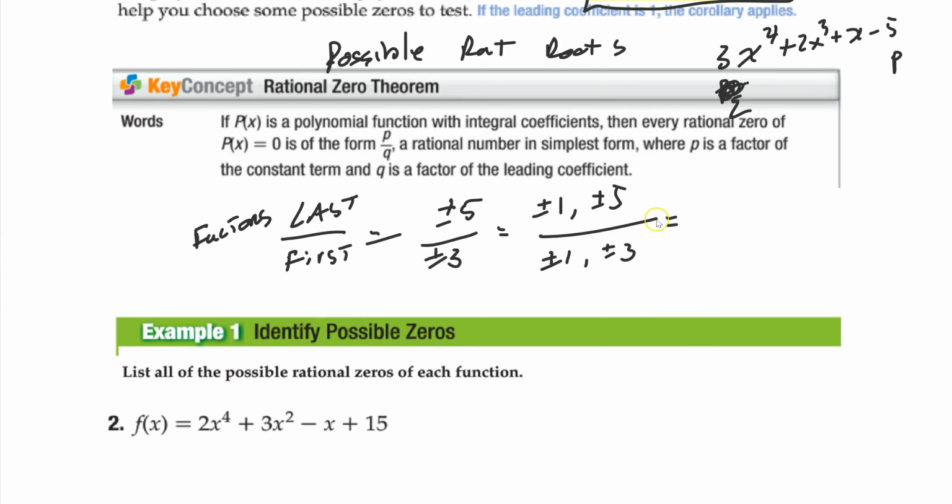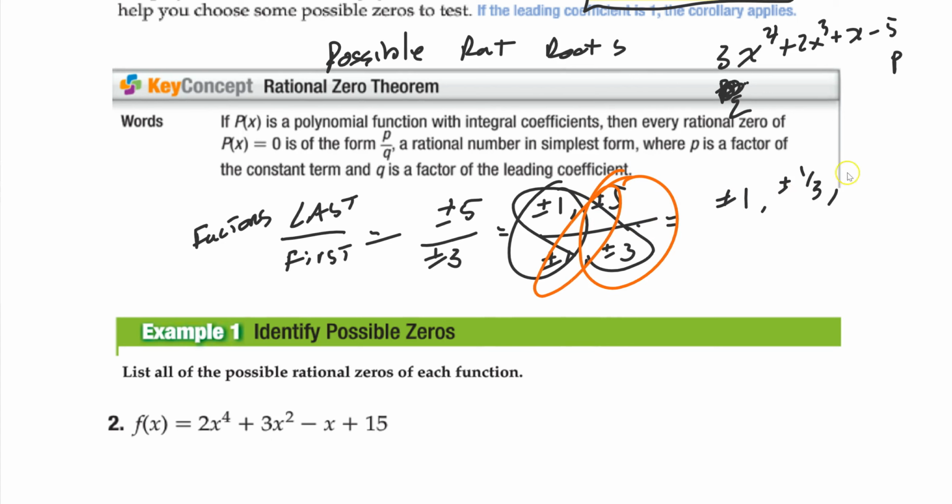So I can do 1 over 1, which is 1, 1 over 3, so plus and minus 1/3. Then I have to do the 5 combinations, so 5 over 1, and 5 over 3, so plus and minus 5, and plus and minus 5/3. So those 8 possibilities, there's 4 but plus and minus, are the only possible rational roots. Of all numbers in the world, those are the only ones that might work.